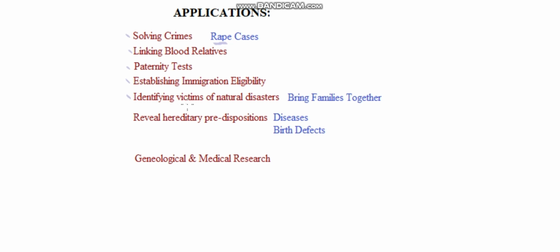Furthermore, we can identify the victims of natural disasters and help them find their families. This method can also help to reveal the hereditary predispositions to certain diseases and birth defects, and it is also very popular in the research sector.